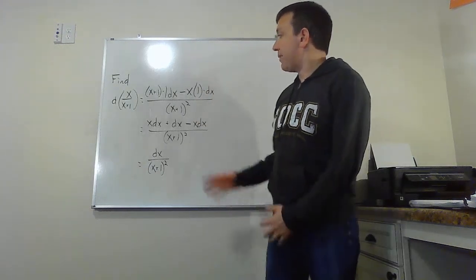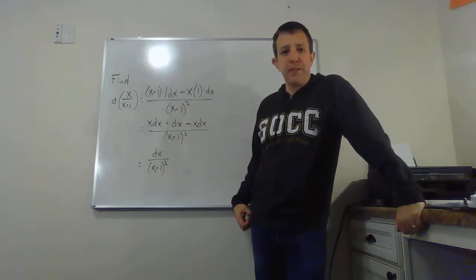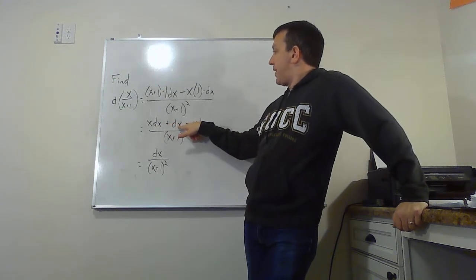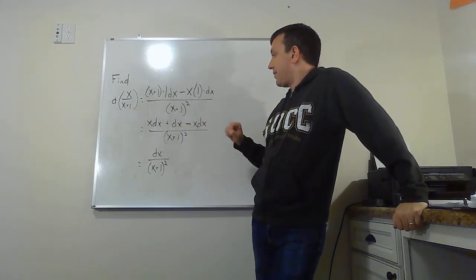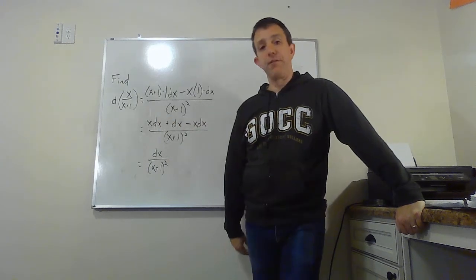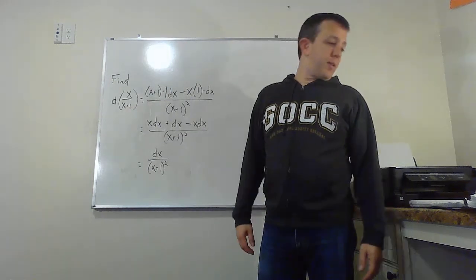So I cleaned it up a little bit. Notice I am working with dx here just like I would any normal variable. So I distribute it. I get x dx plus dx, and then minus x dx. The first and last pieces there cancel out, so we are just left with dx over x plus 1 squared. And there we go. All right, let's keep going.